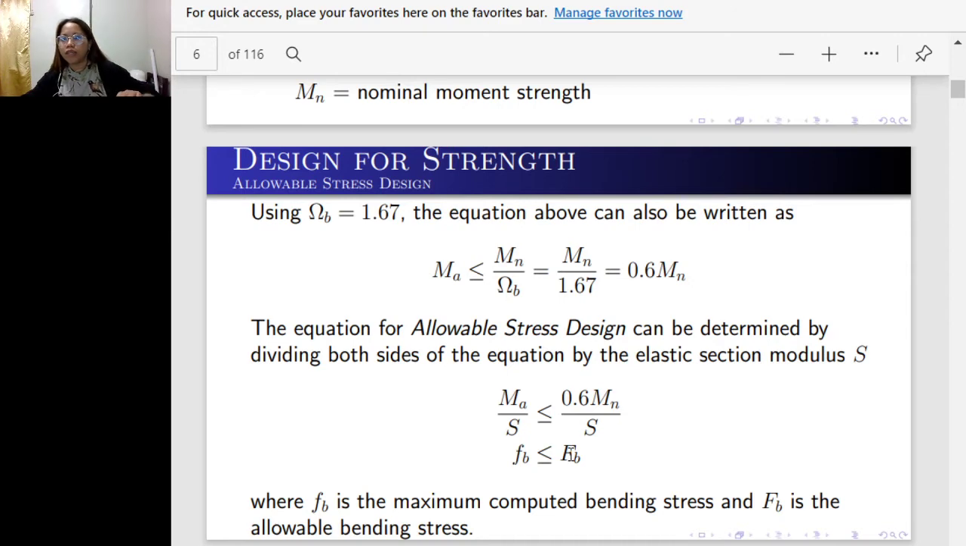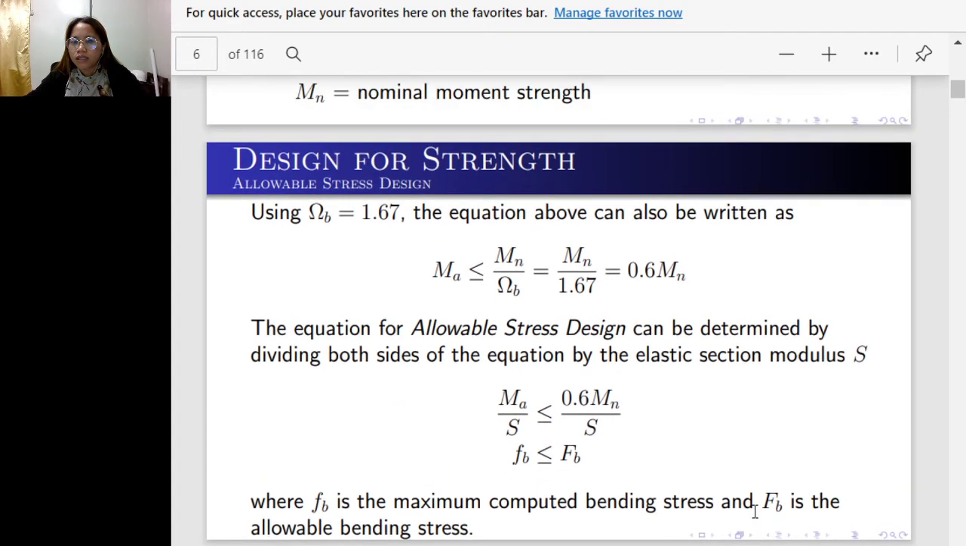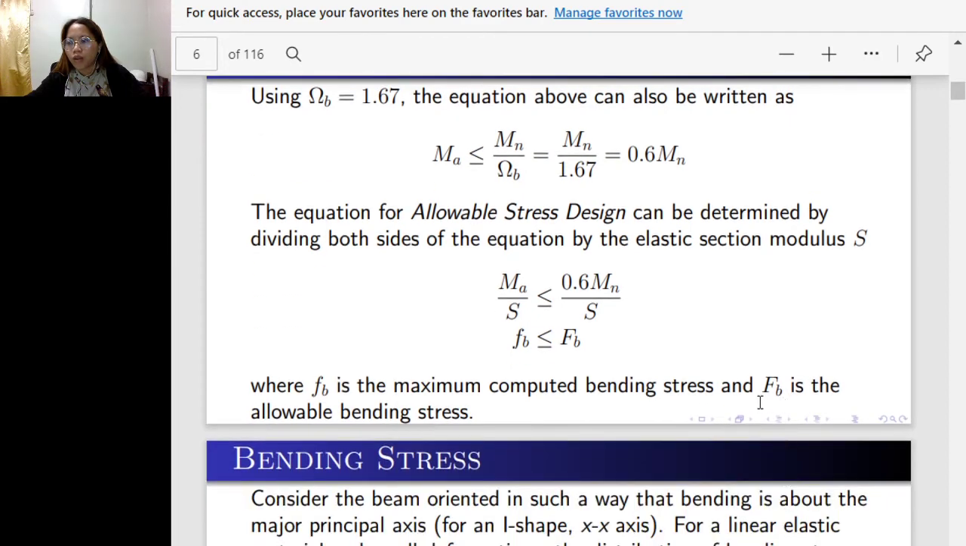The bigger f sub b. What is this f sub b? No, the small f sub b is the maximum computed bending stress. That is the smaller f, and the bigger f sub b is the allowable bending stress. So this small f sub b is the result of the applied loads. Well, this big f sub b is the allowable bending stress.